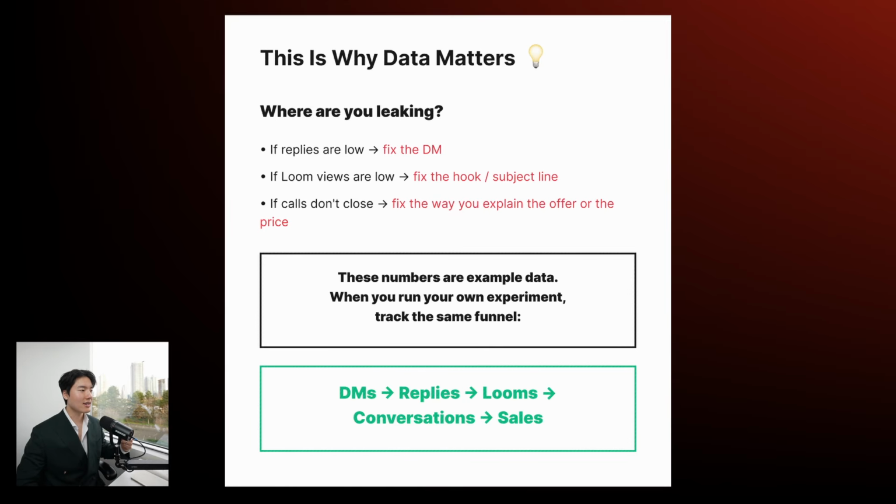Where are you leaking? If replies are low, fix the DM. If Loom views are low, fix the hook or subject line. If calls don't close, fix the way you explain the offer or price. These numbers are example numbers. When you run your own experiment, track the same funnel: DMs, replies, Looms, conversations, sales.